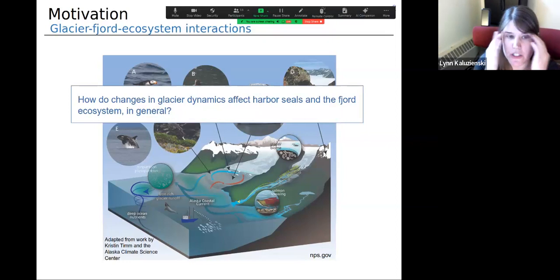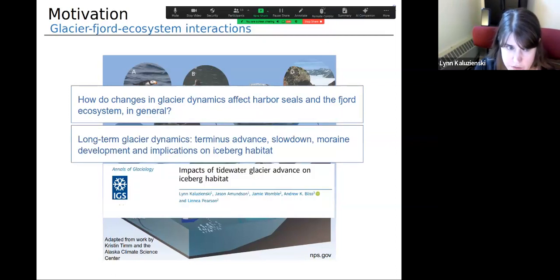And so the main overarching question is how do changes in glacier dynamics affect harbor seals and the fjord ecosystem in general? So this talk I'm going to break up into two parts. The first part is looking at long-term glacier dynamics. So we'll be looking at a particular glacier in Glacier Bay National Park, one that's advancing. This example of a glacier is advancing, slowing down, developing moraine, and all of this has implications on the iceberg habitat within that fjord.